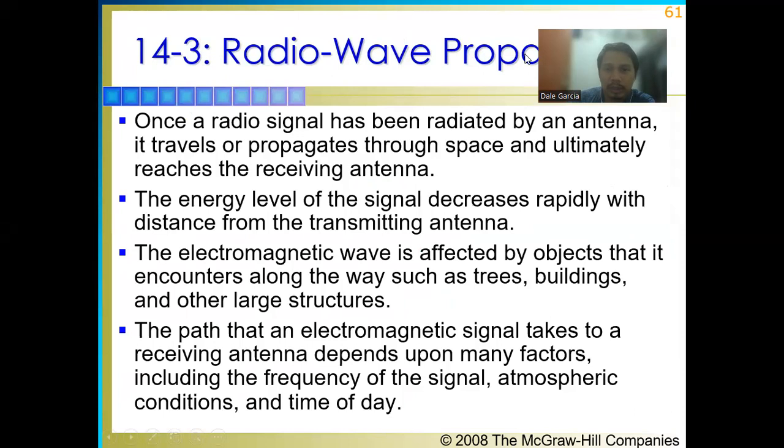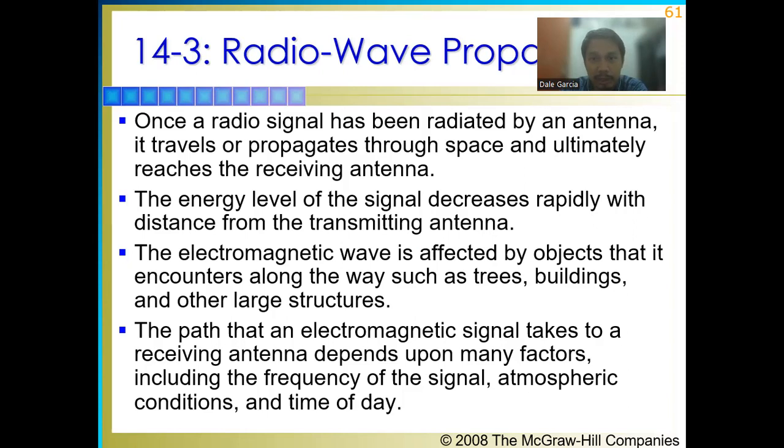Radio wave propagation. As far as these slides are concerned, that finishes the section on introduction to antennas. The next one is electromagnetic wave propagation, or radio wave propagation. Once a radio signal has been radiated by an antenna, it travels or propagates through space and ultimately reaches the receiving antenna. Energy level of the signal decreases rapidly with distance from the transmitting antenna. Take note of this second statement.